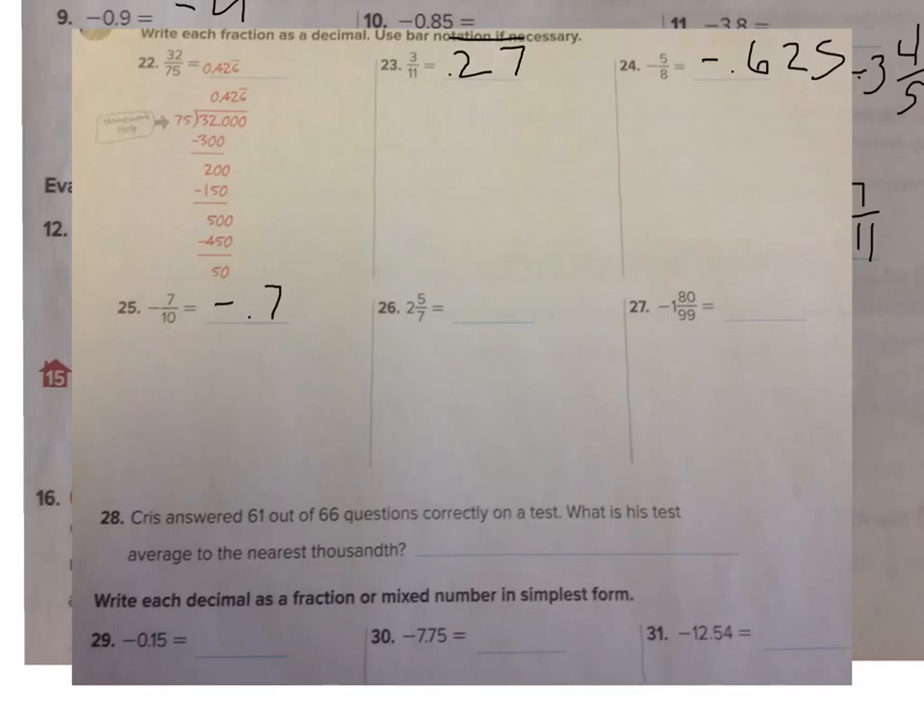For 26, 2 5/7, that one is going to be the whole number 2 in front of the decimal, and 5 divided by 7 is 0.714285, and all of those numbers are repeating. For 27, negative 1 80/99, we have the whole number of negative 1, and then 80 divided by 99 is 0.80 repeating.